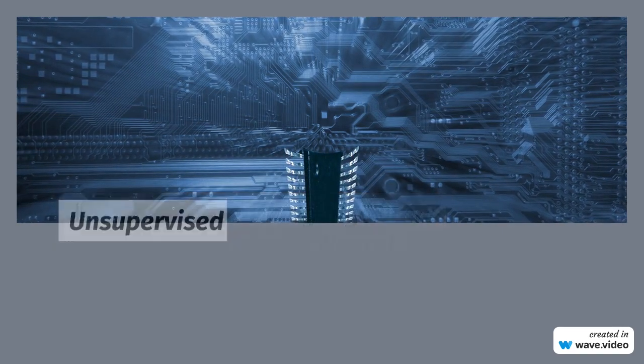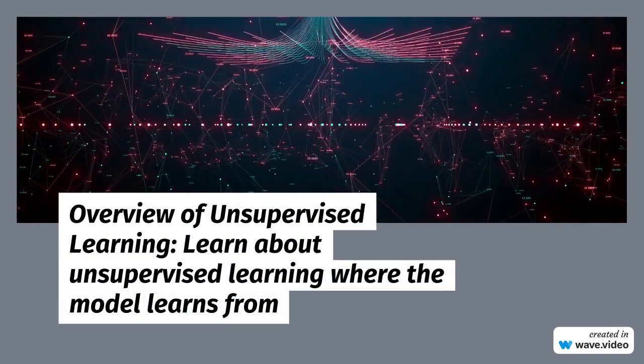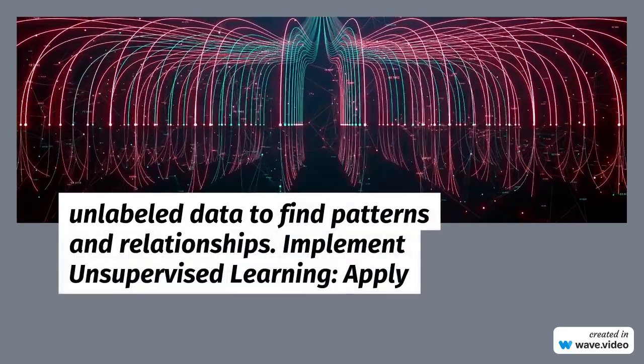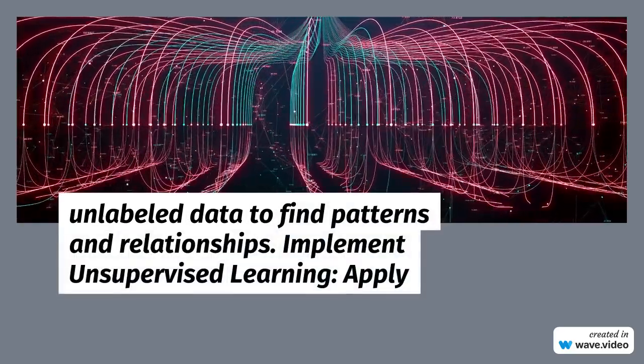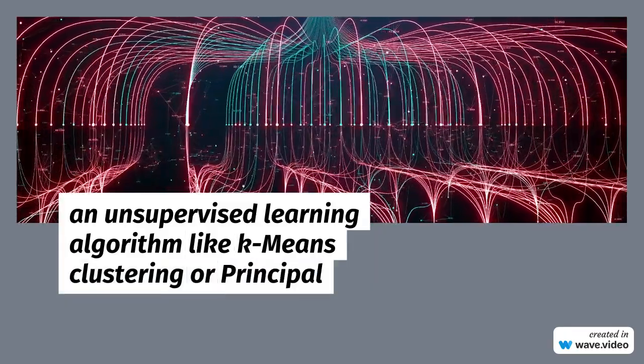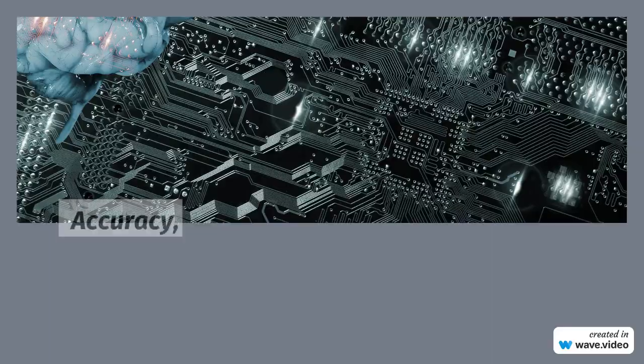Step 6: Data pre-processing. Data cleaning: understand the importance of cleaning data by handling missing values, duplicates, and outliers. Feature scaling: normalize or standardize the features to bring them to a common scale for better model performance.